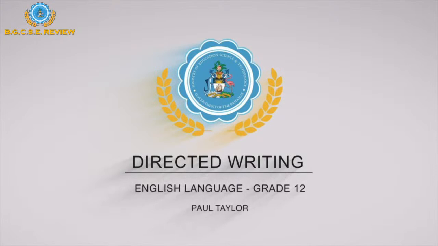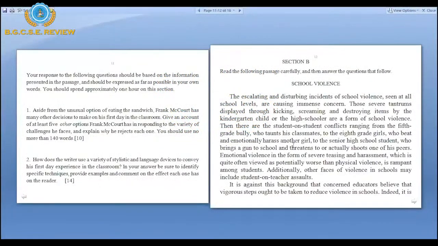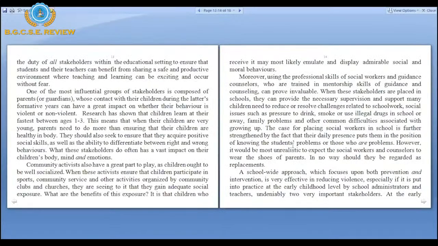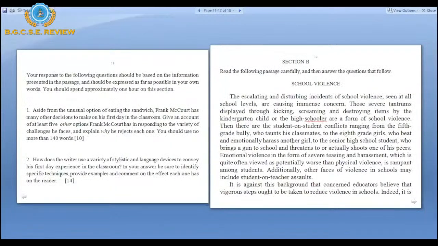Yes, sir, it is. We're now at section B. This is the expository piece that speaks about school violence. School violence. The escalating and disturbing incidents of school violence seen at all school levels are causing immense concern. Those severe tantrums displayed through kicking, screaming, and destroying items by the kindergarten child or the high schooler are a form of school violence. Then there are the student-on-student conflicts, ranging from the 5th grade bully who taunts his classmates, to the 8th grade girls who beat and emotionally harass another girl, to the senior high student who brings a gun to school and threatens to or actually shoots one of his peers.